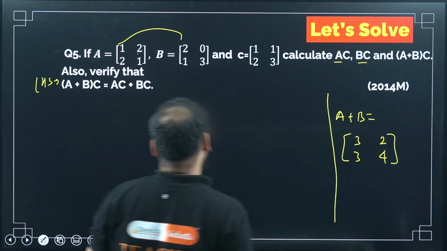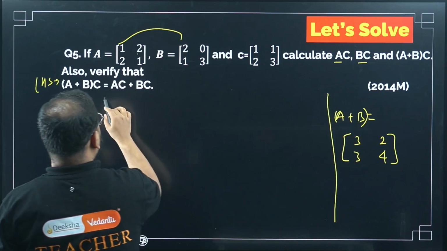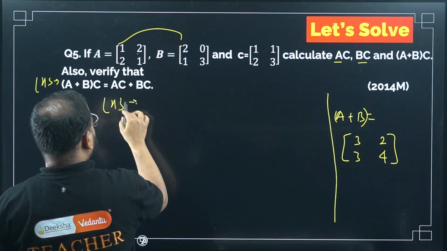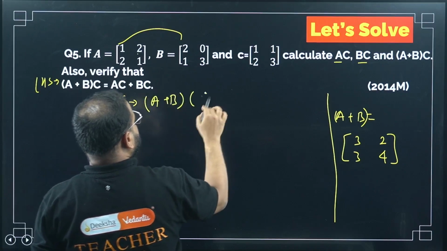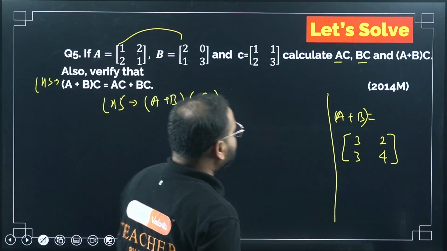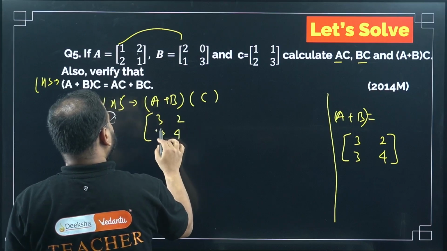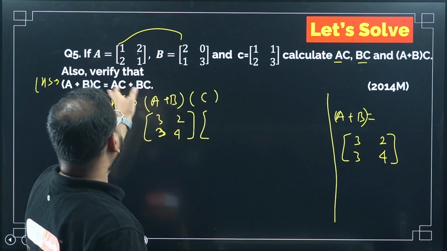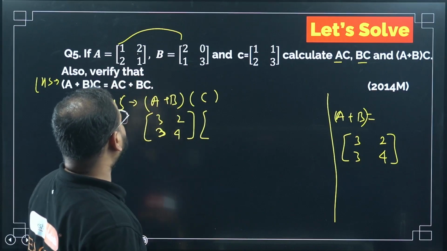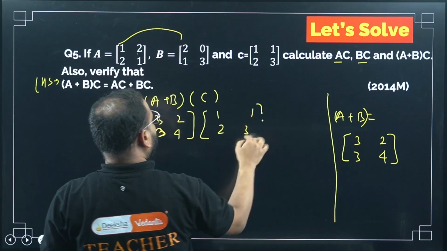Okay, they're saying multiply A plus B with C. Now I'll do this multiplication. I'm taking the LHS part. Please check here. A plus B multiplied with C. What is A plus B? 3, 2, 3, 4. We just got this by adding the matrices like this. 3, 2, 3 and 4. What is C? C is this: 1, 1, 2, 3. Okay, let's do the multiplication.